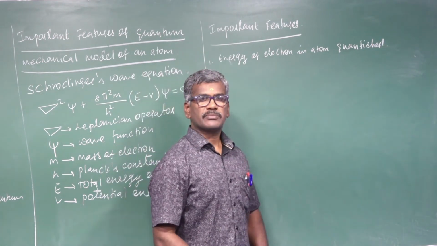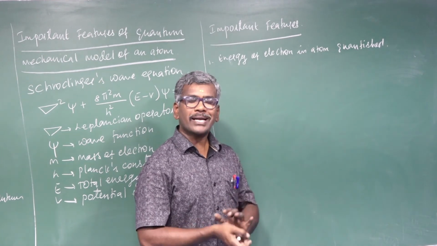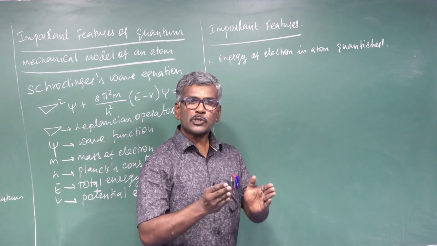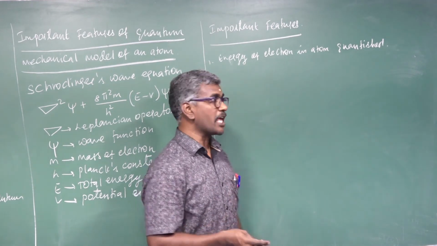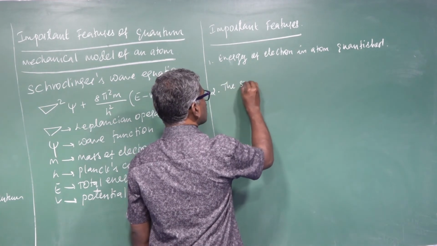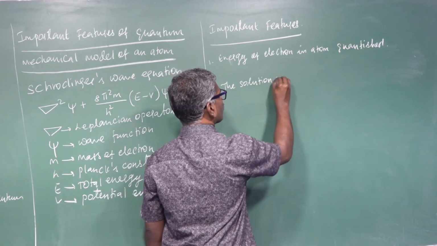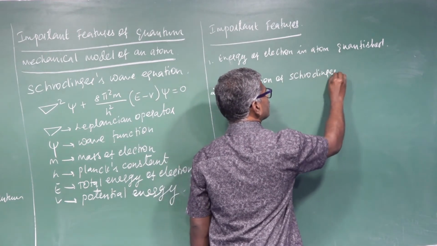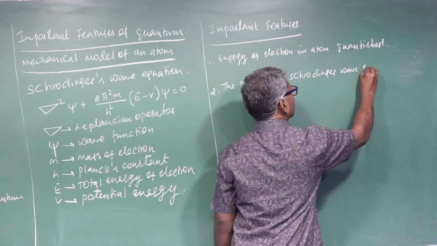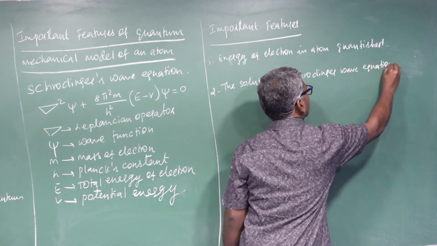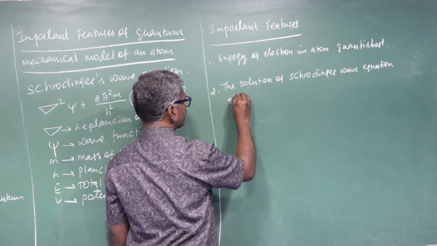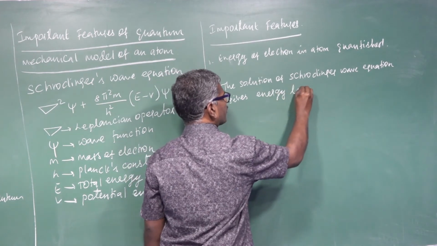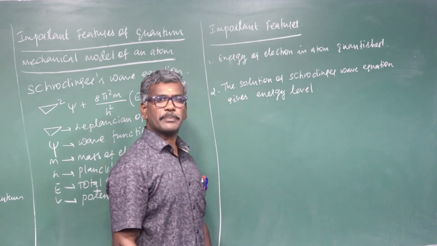Next, point number 2. The existence of quantized electronic energy states is directly related to the wave property of the electron. This means the solution of the Schrodinger wave equation gives the energy levels. This is point number 2.